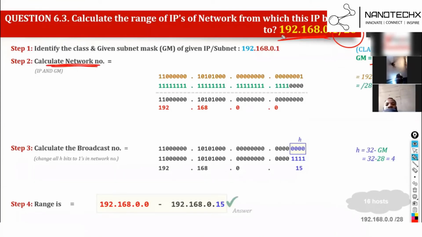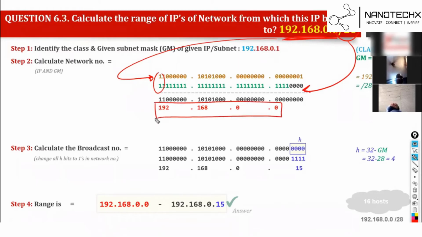So we have to calculate the network number. We write our IP address, which is 192.168, in here, and then we write this /28 in here. Very simple, guys. Whatever is asked in the question, just write this 192.168 in binary here, and then this subnet mask in here. Then AND them. You will get your network number. So 1 and 1 is 1, 1 and 1, 0 and so on, the AND operation. Finally, we get this one. This is our network number.